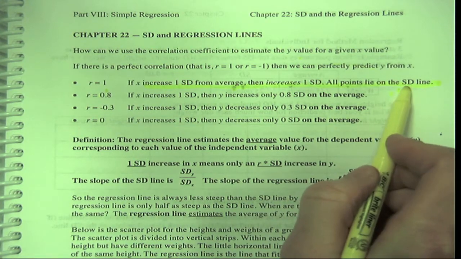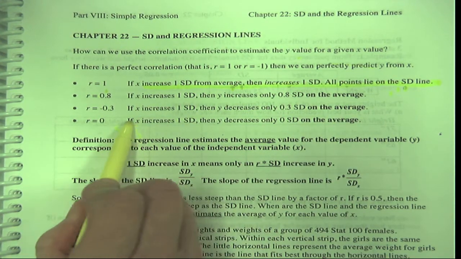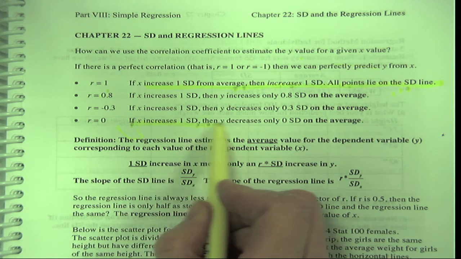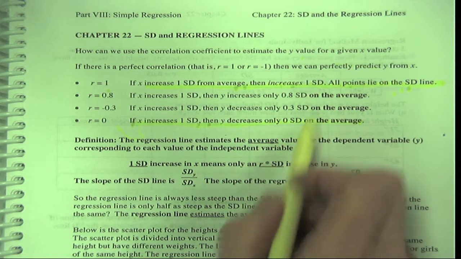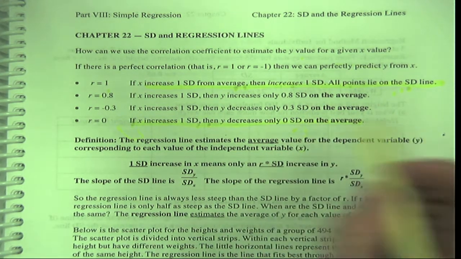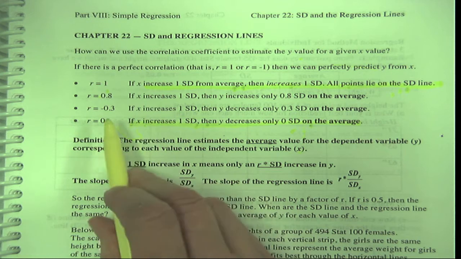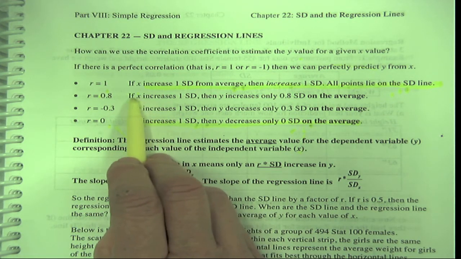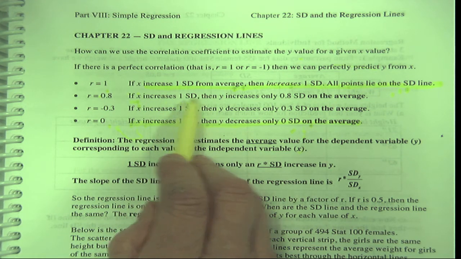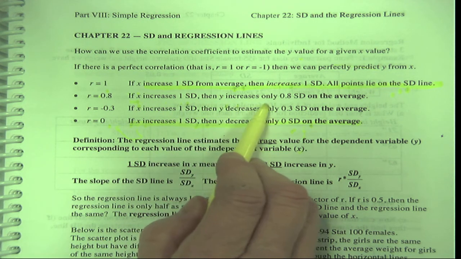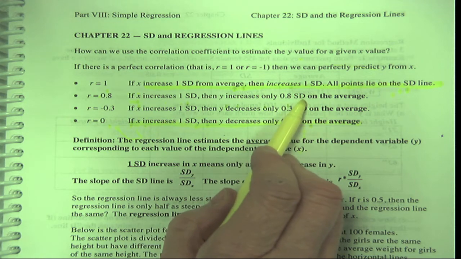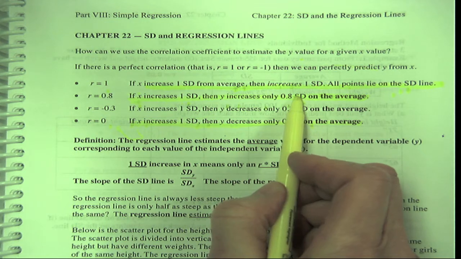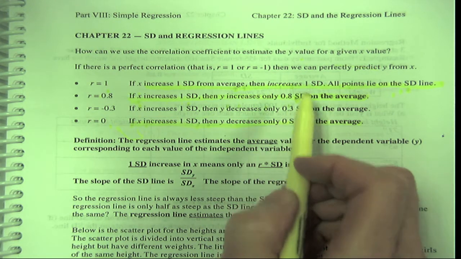That's the SD line. And we looked at this too. If x increases 1 standard deviation, then y on the average either goes up or down, and you just get a random scatter plot. So this is the correlation of 0. Now we looked at 0.6. Here 0.6 is if x increases 1 standard deviation, then y increases only 0.8 standard deviations on the average. It's not exactly 0.8, it's just on the average. What do I mean by that?